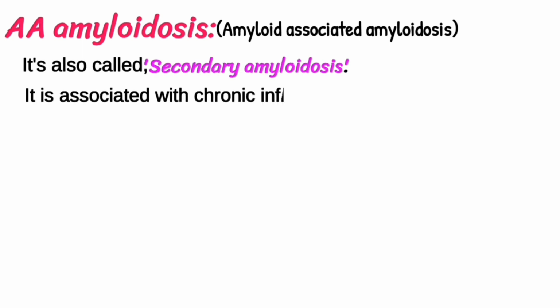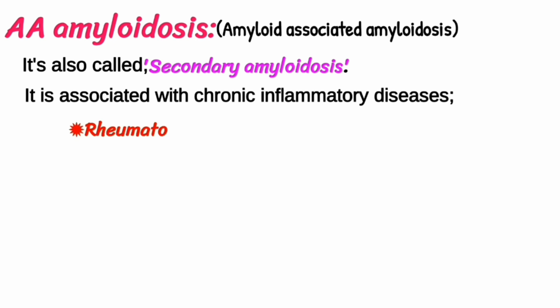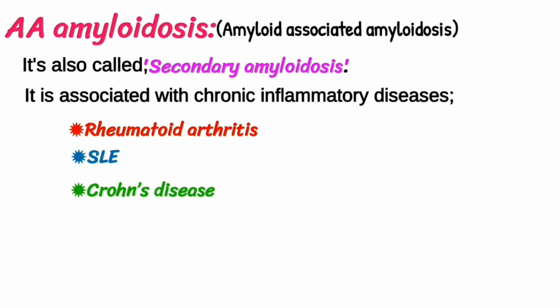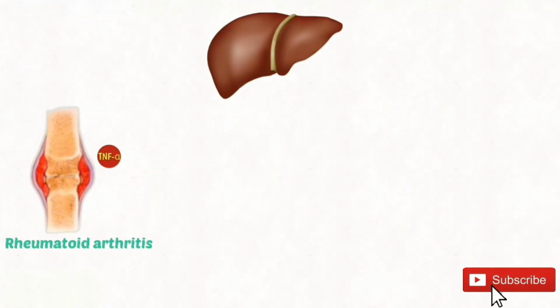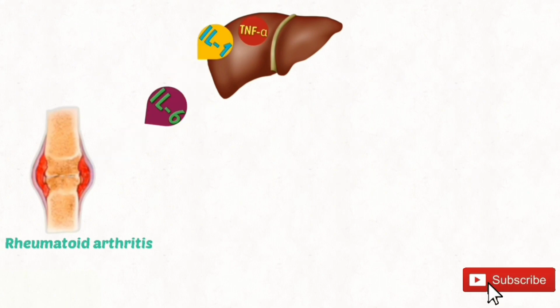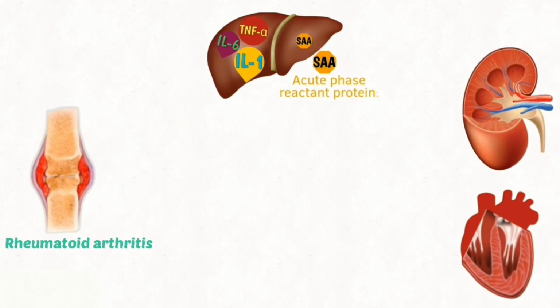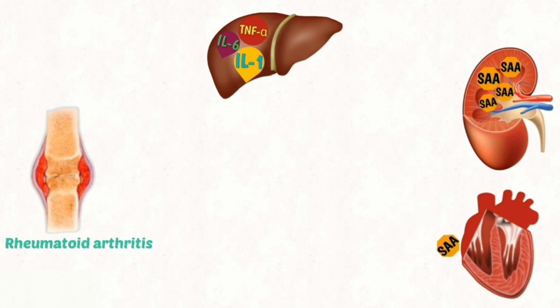AA amyloidosis is also called secondary amyloidosis. It is associated with chronic inflammatory diseases like rheumatoid arthritis, SLE, Crohn's disease, TB, infections, and neoplasms. Mechanism of AA amyloidosis: inflammatory cytokines released due to any chronic inflammation like rheumatoid arthritis act on the liver to produce acute phase reactant protein that builds up in different organs like the kidney and heart.